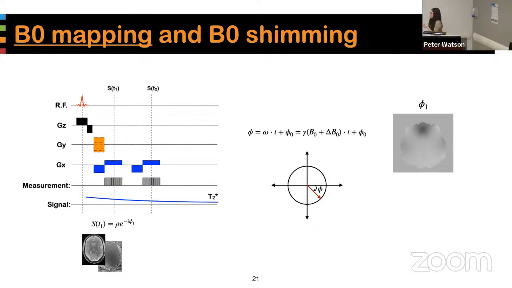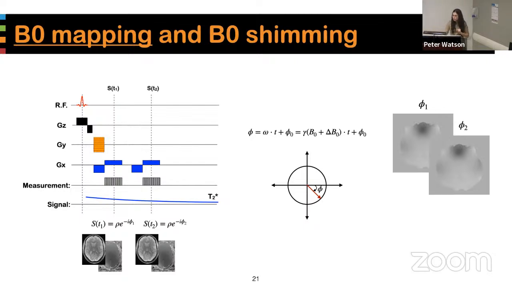The phase is equal to the frequency of precession times the time at which you measured, plus an initial phase offset term. The frequency of precession, omega, I've already told you, is proportional to the strength of the magnetic field. The constant of proportionality is gamma, and the strength of the magnetic field is the main magnetic field, B0, plus an offset term caused by differences in magnetic susceptibility. This is what we're interested in knowing. We want to know what the field offset is. We want a map of that.